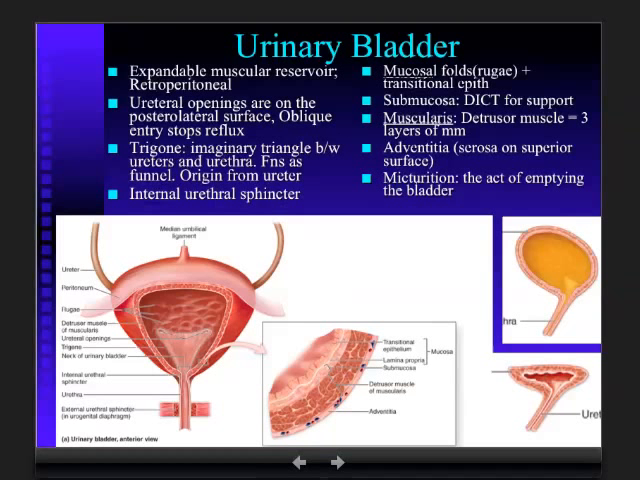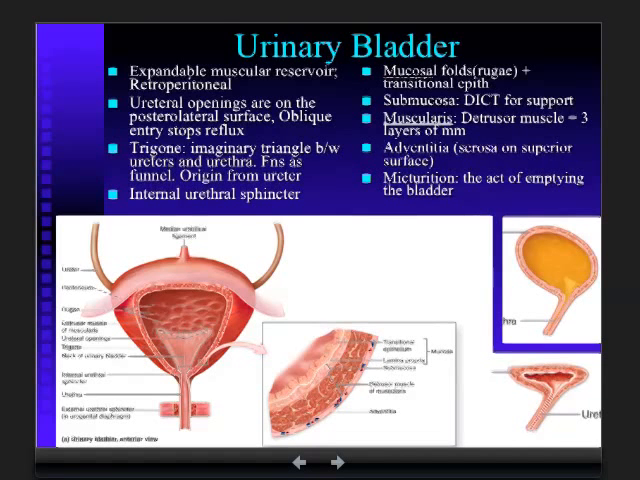Again, the bladder is retroperitoneal, so you expect there to be an adventitia, except on the superior surface, where the peritoneum rides essentially over the back of and top of the bladder. Where it covers the top of the bladder, you have the expected serosa on the superior surface. The term that we use for emptying the bladder is micturition. Again, it is a parasympathetic activity that involves contraction of the detrusor and relaxation of the internal urethral sphincter.